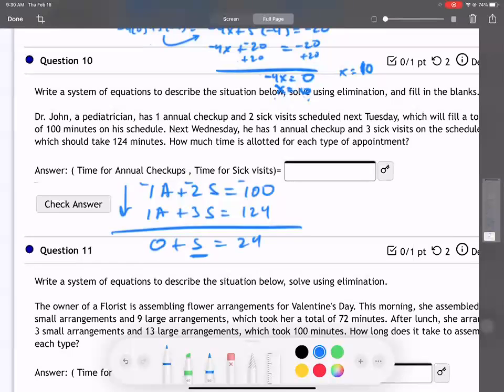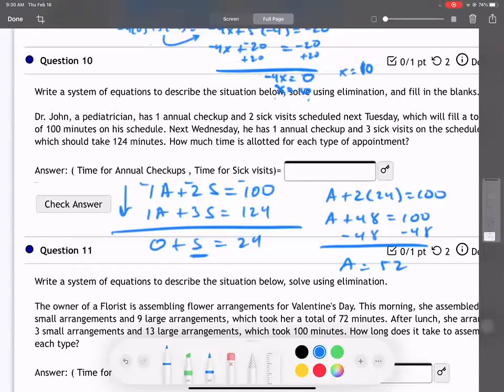Well, if sick visits are 24 minutes, how much are annual checkups? A plus 2 times 24 is equal to 100. A plus 48 is equal to 100, minus 48 from both sides. A is equal to 52. So annual checkups are 52 minutes and sick checkups are 24 minutes.